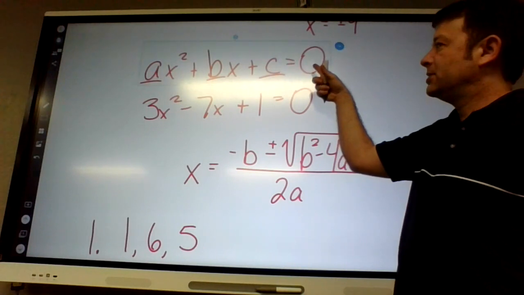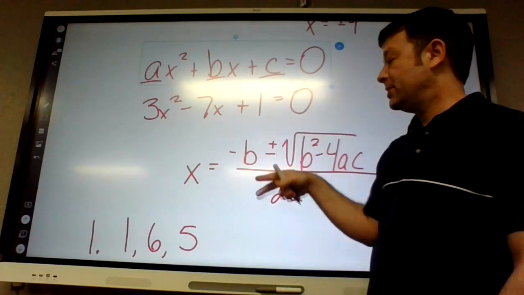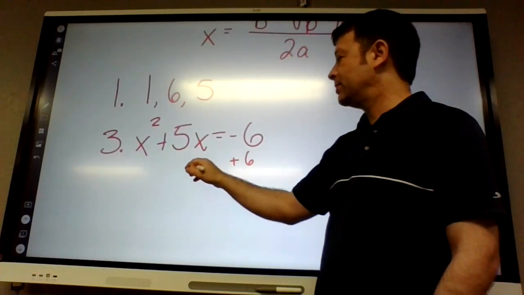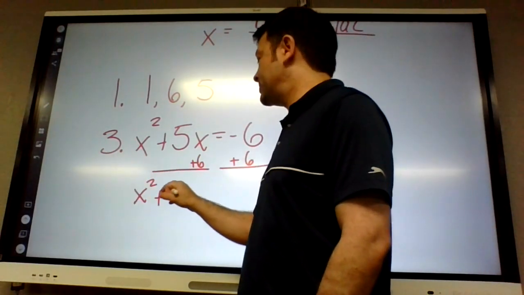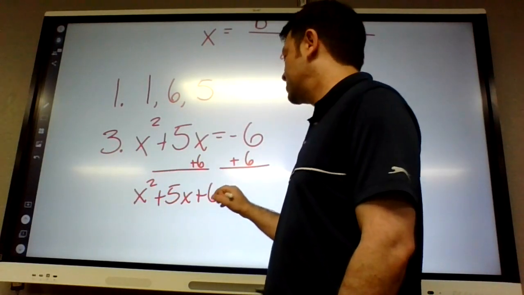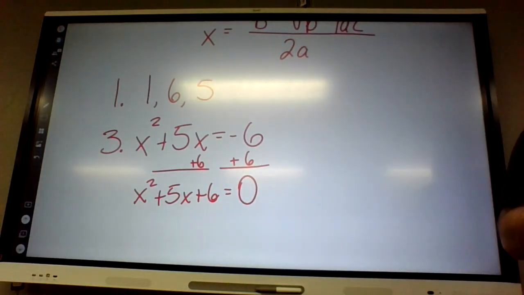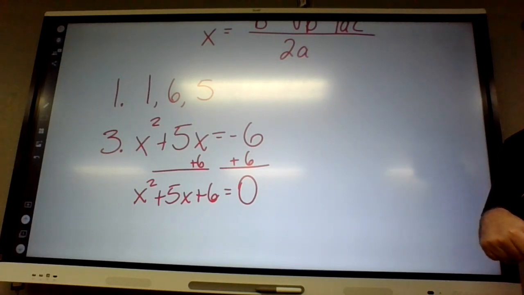That's no fun. So, you know how we normally set it up like this to do factoring, right? So we need to move everything over to one side, so I'm going to add the 6 over. So really it's just x squared plus 5x plus 6 equals 0. If you move it to the other side, it goes from negative to positive, or vice versa.